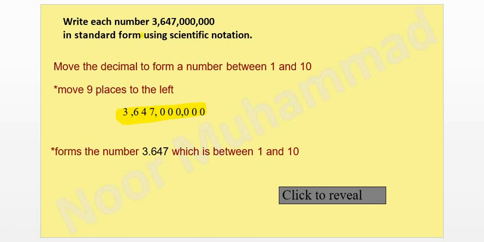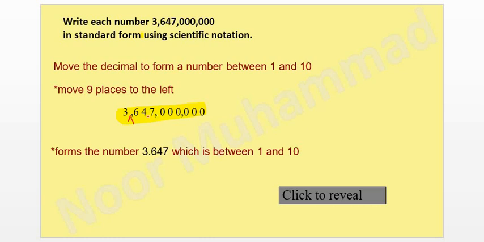As you know, where is the decimal right now? I cannot find the decimal in this number, but whenever there is no decimal, actually it's here in the end, right? And I have to bring it somewhere where the number will be between 1 and 10.